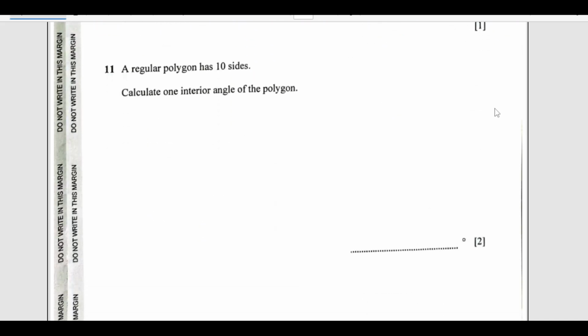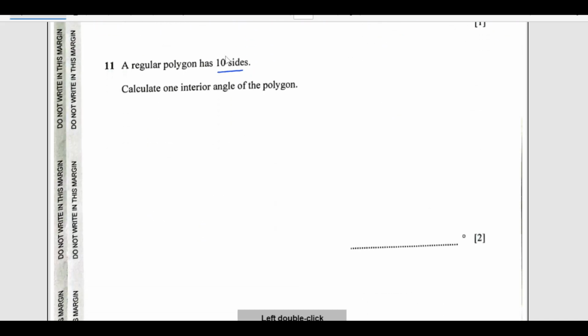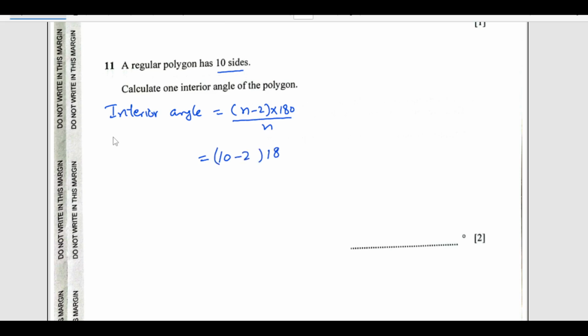Now a regular polygon has 10 sides. Calculate the interior angle of the polygon. Remember this formula, it will make your work very simple. Interior angle is (n minus 2) times 180 divided by n, right? n is the number of sides. We are given the number of sides is 10, so 8 times 180 over 10. So this is 8 times 18, the 0 and 0 are gone, so this is 144 degrees. So one interior angle is 144 degrees.